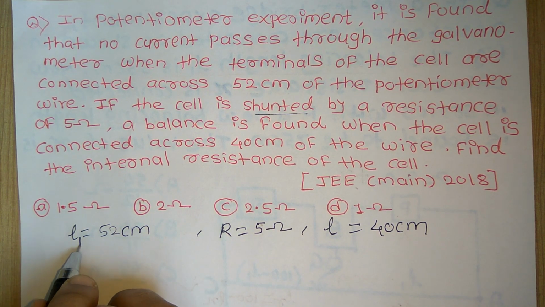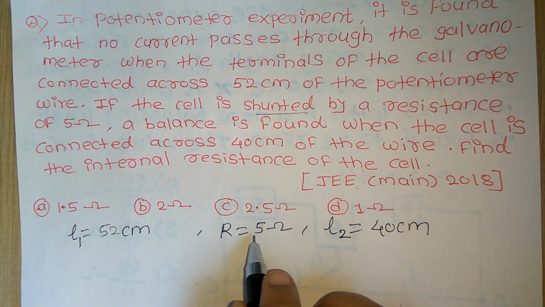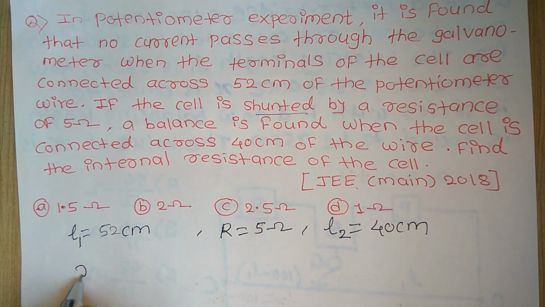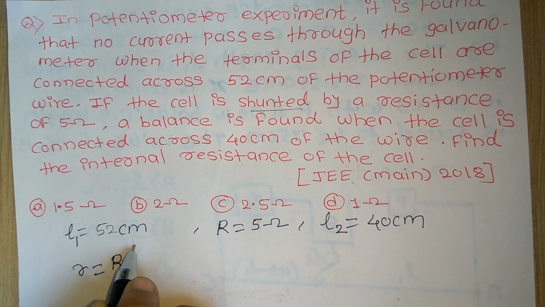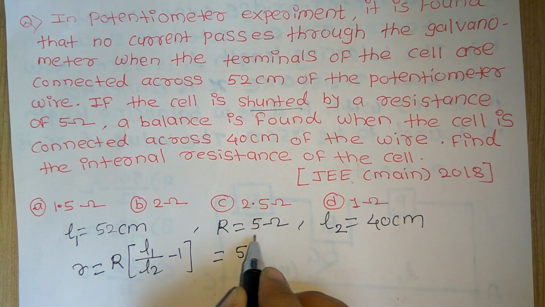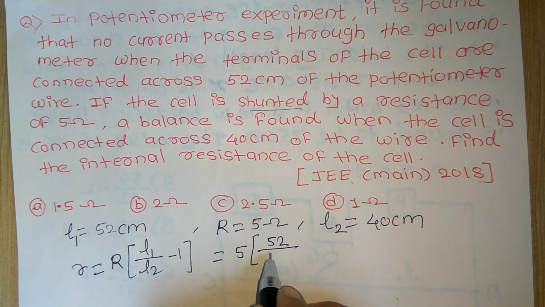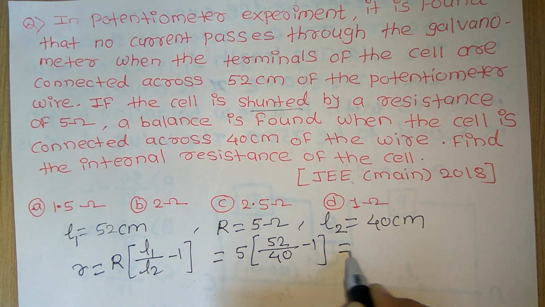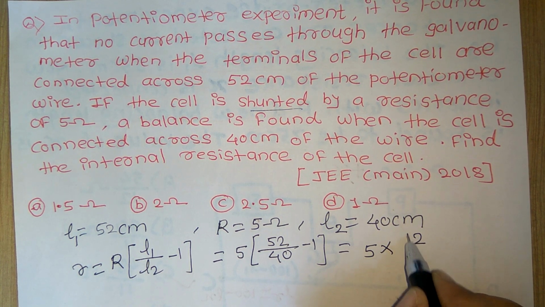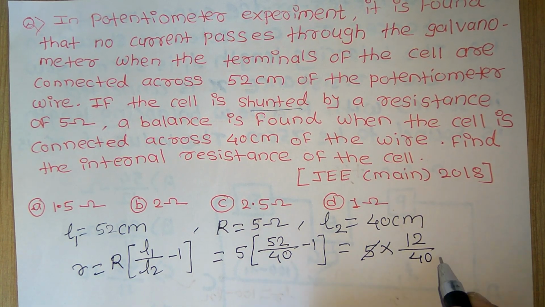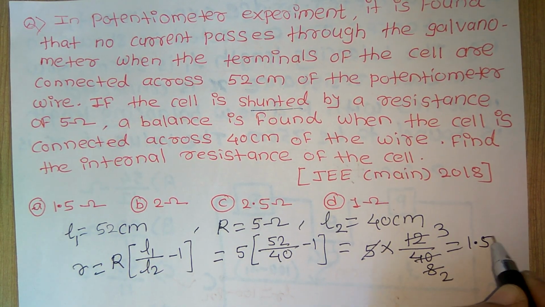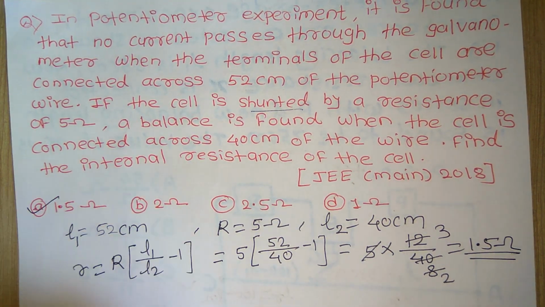So whatever the first balancing length given, we consider it L1. This one is L2, when resistance R is connected in parallel. So what do we have to find here? Internal resistance. So what is the formula? Small r is equal to parallel resistance R into L1 by L2 minus 1. So put the value: 5 into L1 is 52 centimeter, L2 is 40 centimeter, minus 1. 5 into 52 minus 40 over 40, you will get 12 divided by 40. So 5 times 12 divided by 40, that is 3 by 2, which is 1.5 ohm. So this one is the answer of the first question.